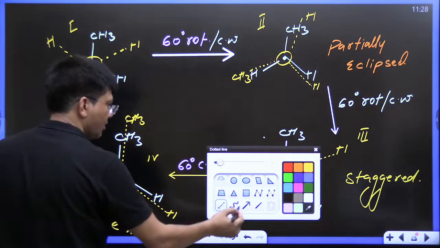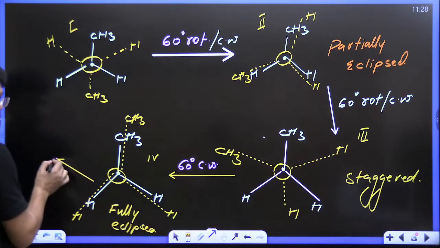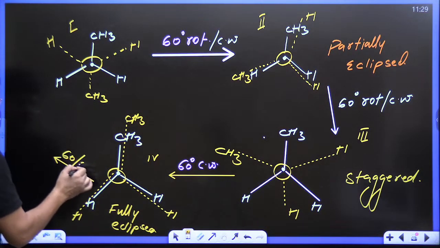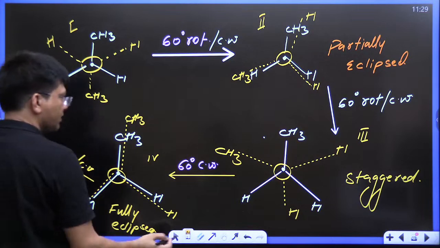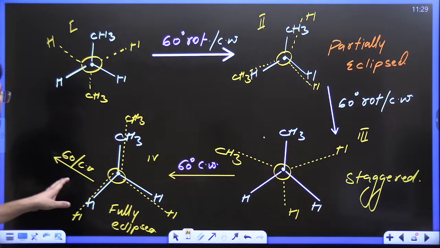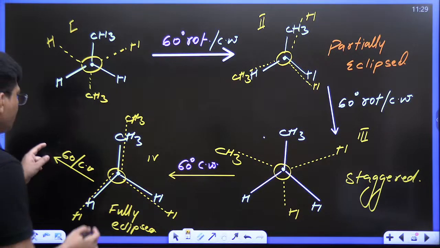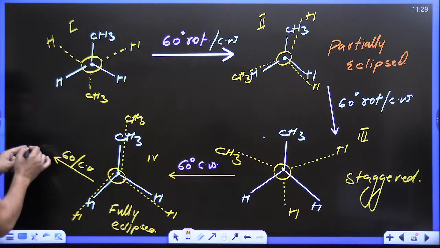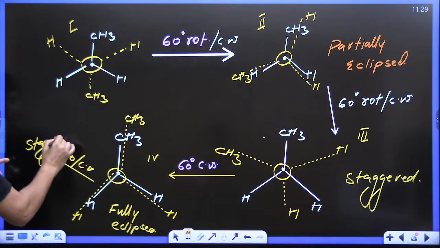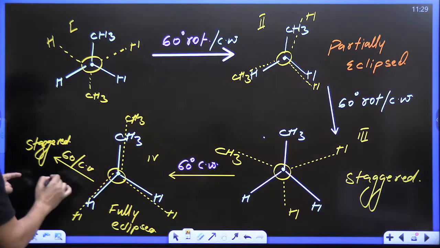Then once again, a rotation by 60 degrees, what are you going to get? A 60 degree clockwise rotation, kids. The front carbon remaining like this, and the back carbon. Everyone, are you able to understand or not? So here what are we going to get? We are going to get a staggered form, and let me call it the staggered form, fifth.